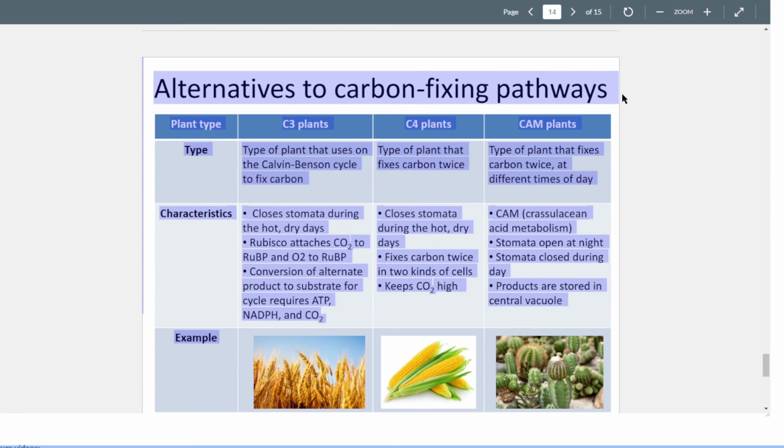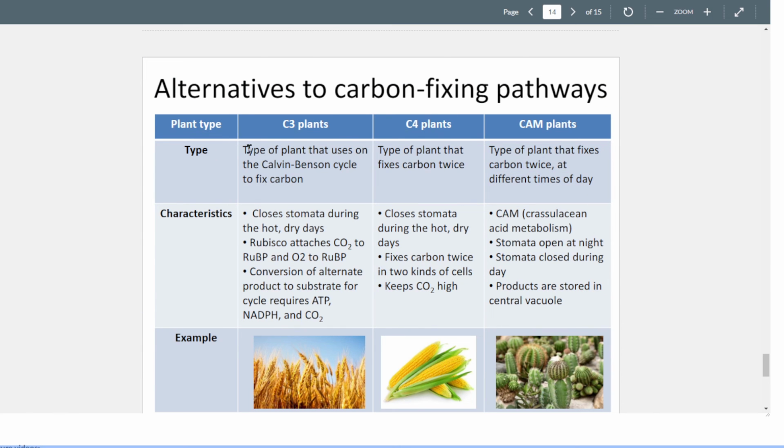So we have alternatives. This isn't very long, I'm just going to speed through it. Types of plants. These are C3 plants. They go Calvin cycle. They close the stomata during hot, dry days to conserve water. Types of plants that fix carbon twice are C4 plants. They also close their stomata on hot, dry days to conserve water.